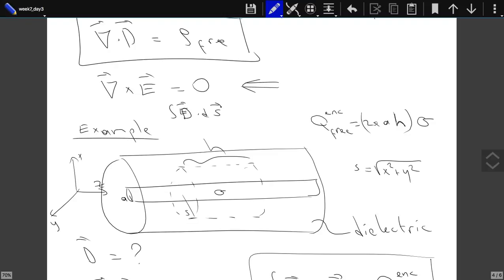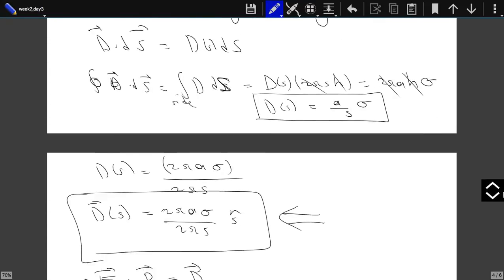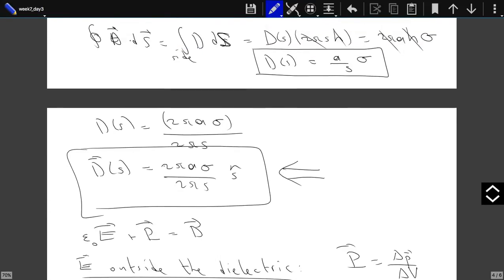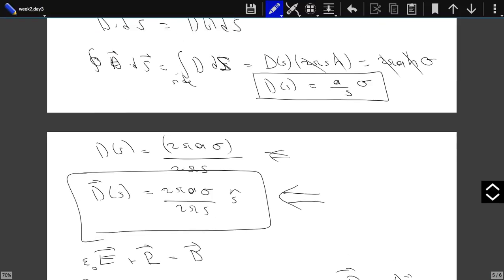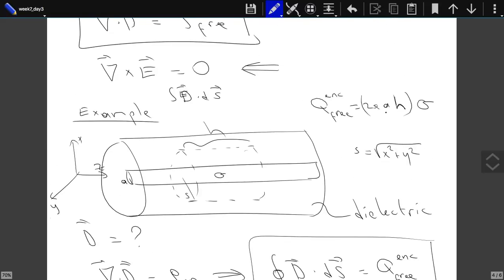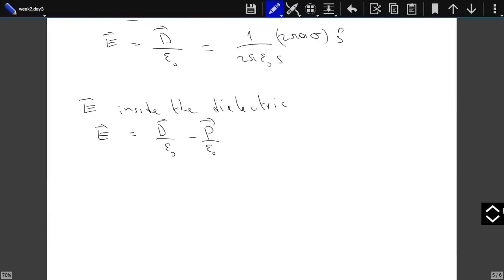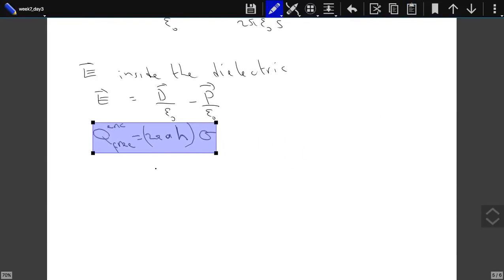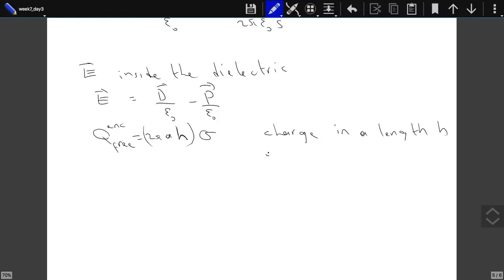And why did we multiply D by 2 pi and divide it by 2 pi? You mean here? Yes. What is 2 pi a sigma? This is the charge. Well, you see, we found that this is the enclosed free charge, Q enclosed. This is the charge in a length h of wire.